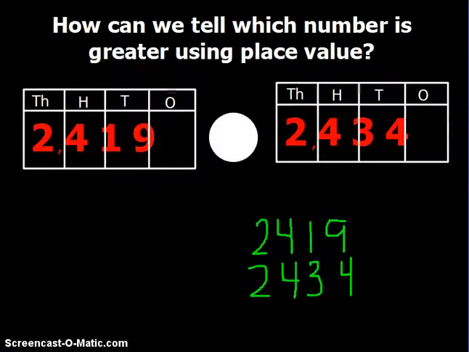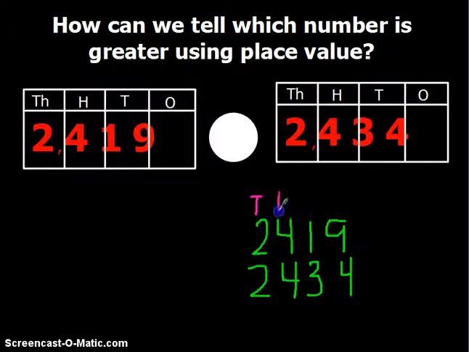Okay, the next problem wants to know how we can tell which number is greater using place value. Okay, I'm going to use the stacking method down here at the bottom. So I stack my two numbers, 2,419 over 2,434. Now I simply have to compare my places. So I'm going to look right here at my thousands place. This doesn't help me because my numbers are the same. I have 2,000s and I have 2,000s.